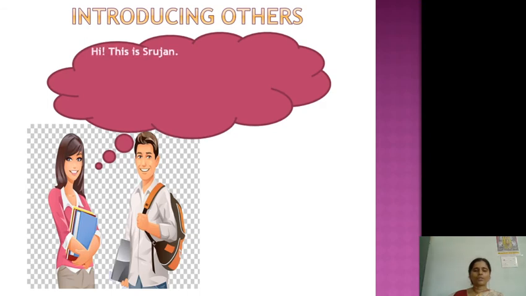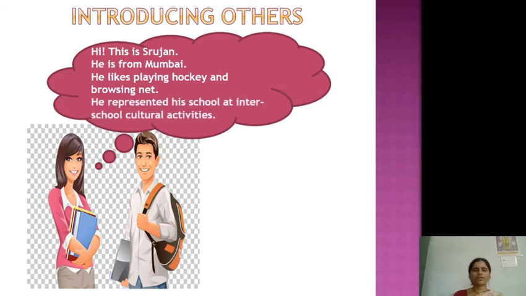You can start with the name of the person. Hi, this is Richard. He is from Mumbai. He likes playing hockey and browsing the net. He represented his school at inter-school cultural activities. These are all details about a person, and she is introducing this person to her friends. She has added basic details about the boy and made a beautiful introduction. See how she introduced the boy to others: Hi, this is Rujan. He is from Mumbai. He likes playing hockey and browsing the net.